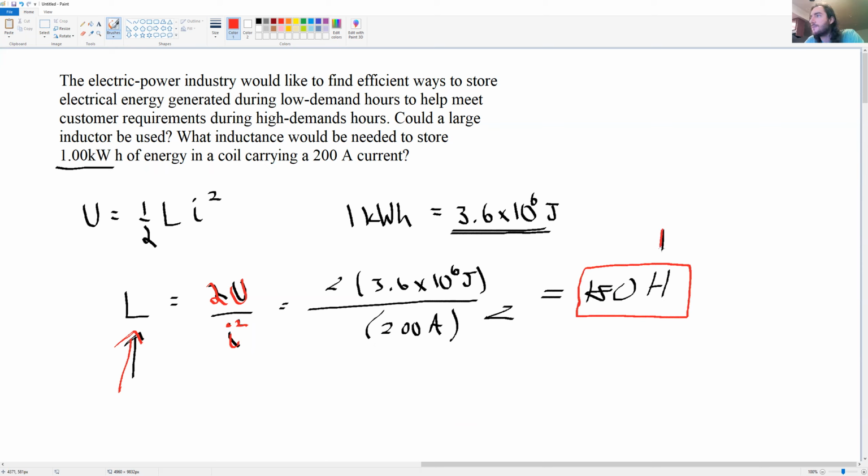Henry is a special unit here. Henries are equal to joules per amps squared, also equal to volt second per ampere. There's many different ways you can write it, right? When we have these highly composite units, you can write it in many different ways. But we use Henry for the inductance, self-inductance and mutual inductance.